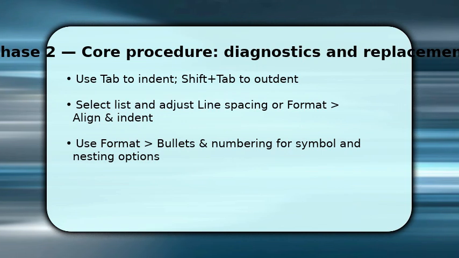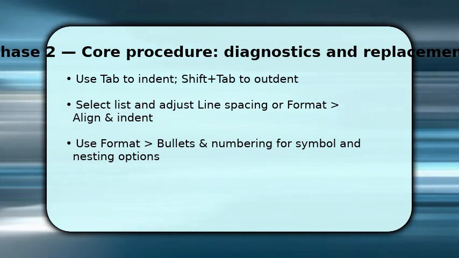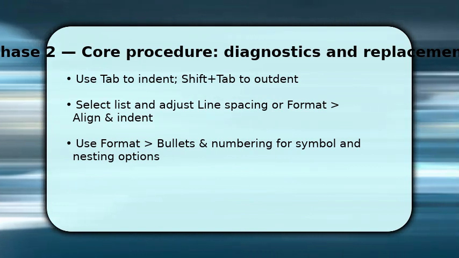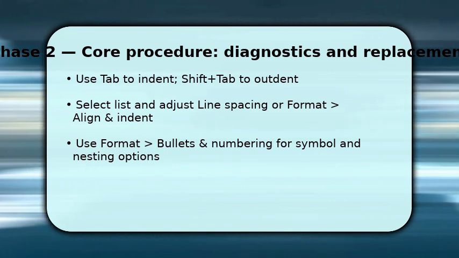Once done, select the entire list to adjust line spacing, or use Format Align and Indent to control start position and hanging indents. Make sure to open Format Bullets and Numbering to change bullet styles, or create nested lists with distinct symbols. If you want consistent spacing across the document, apply a paragraph style after formatting. That preserves your bullets during copy and paste.